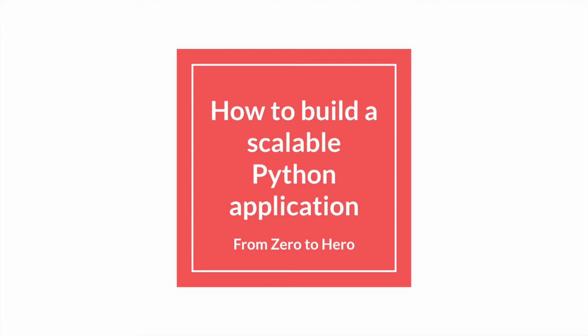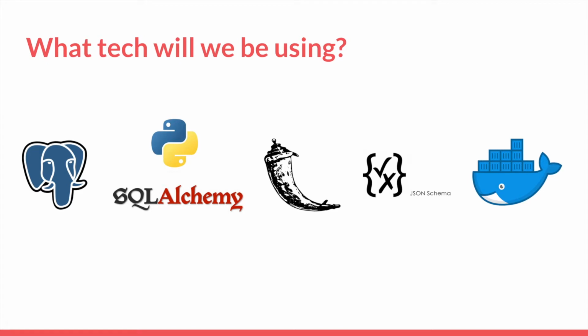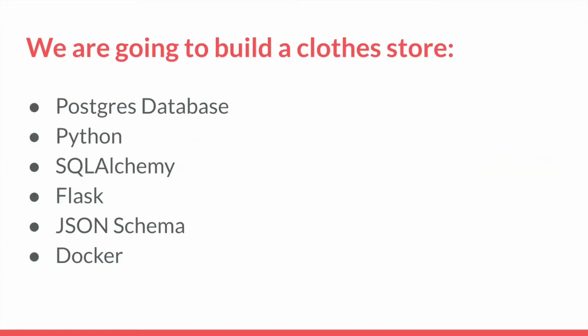I'm back after a short hiatus to introduce what I've been working on. While I've been away, I've put together a series that will do a ground-up build of a scalable Python application. We'll be using a variety of modern technology that most software engineers will be using on a daily basis. We're going to be building a clothes store using Python with SQL Alchemy to interact with a Postgres database. We'll also use Flask with JSON Schema for our API and Docker to containerize our application for scalability.